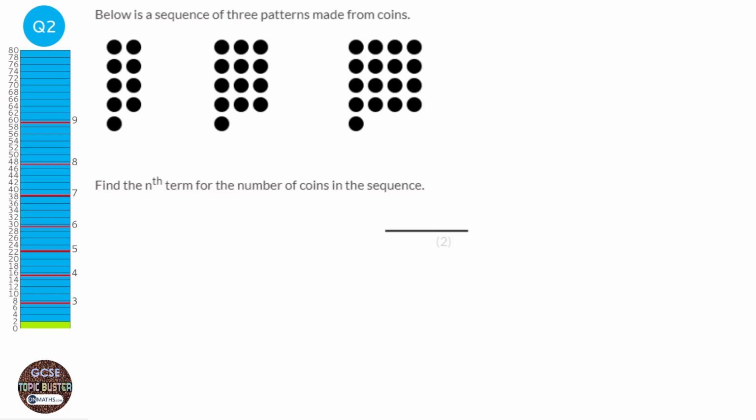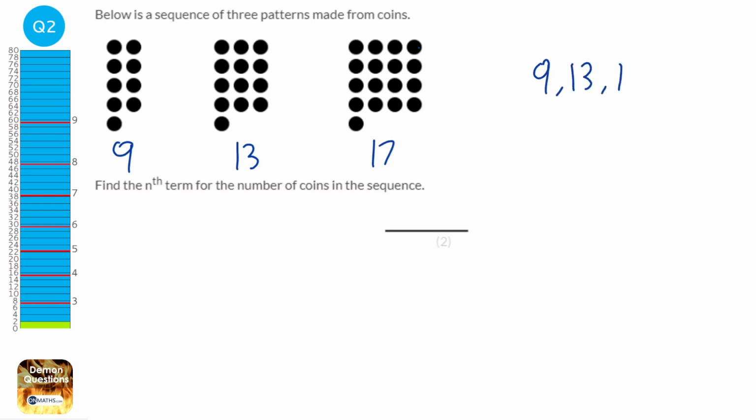Whenever we do these kind of questions, it's always best to convert the pattern into numbers. So we're just going to count the dots. So we've got 5 in the first one, 9, 13, 17. So our sequence is going 5, 9, 13, 17. And we're going to see what it's going up in. So we're adding 4 each time.